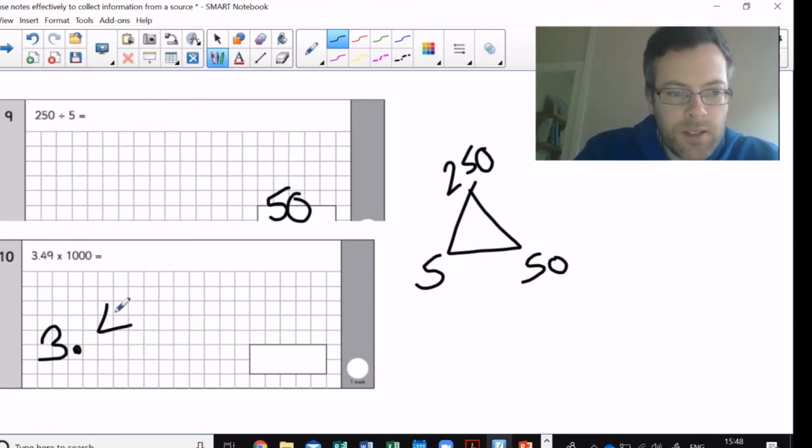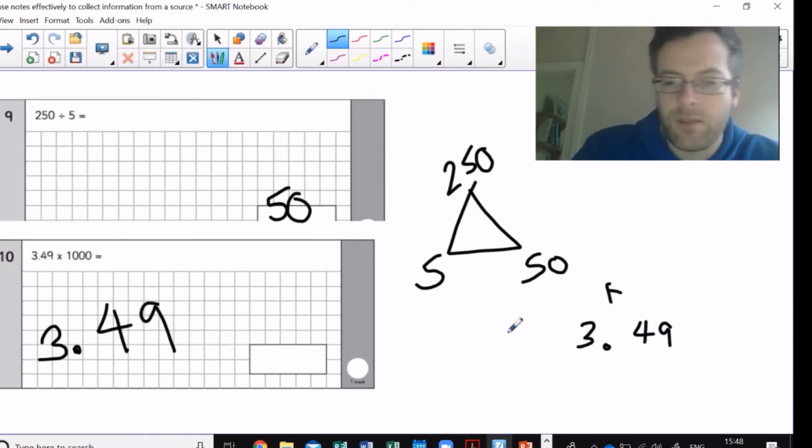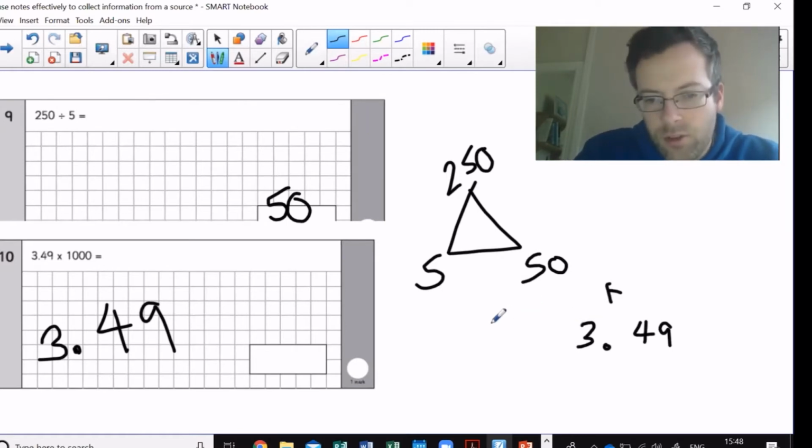3.49 times by 1,000, so everything is going to move up. I'm going to do it over here, so I've got more space. 3.49. Everything is moving that way, and it's moving 3 times because it would be 10 times 10 times 10. So 1, 2, 3. I'm going to write it underneath. Make sure my decimal point stays in the same place.